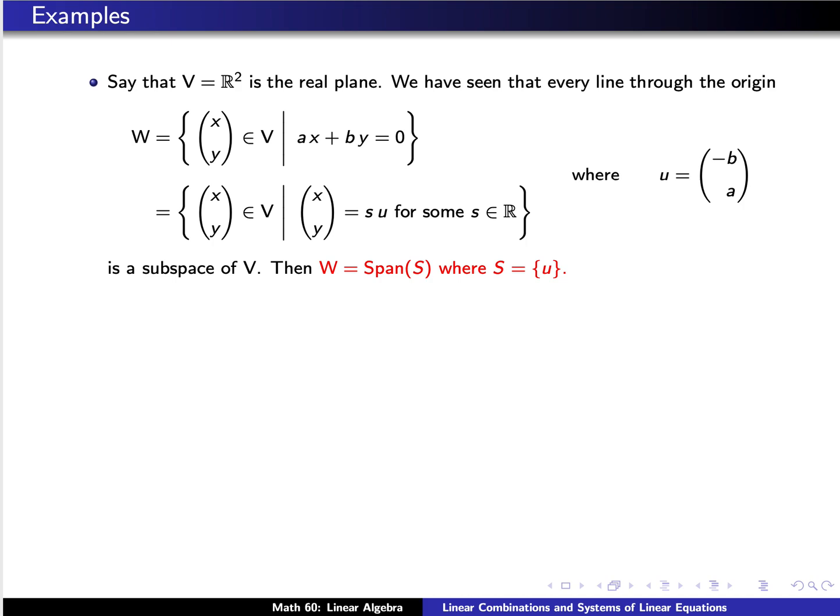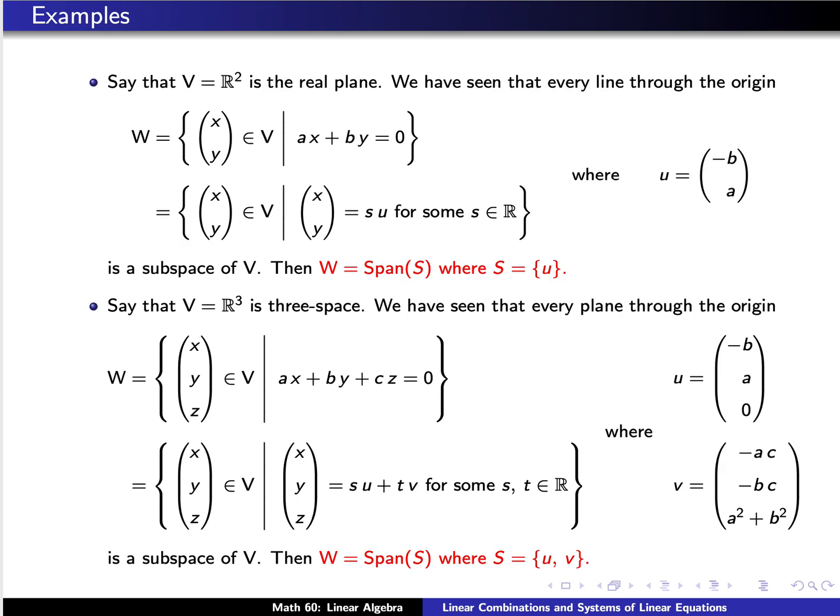Morally, what we're saying here is that the line really only moves in one direction. U is the vector that determines that direction. Let's now consider the case where V is R3, namely we're dealing with 3-space. We've also seen that every plane through the origin is a subspace of V, and in fact we've written things so that the set of points on our plane through the origin correspond to linear combinations of 2 vectors U and V. In this case, we'll say that W is the span of S, where S consists of these 2 directions U and V.